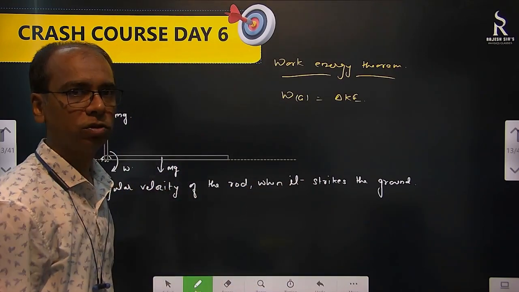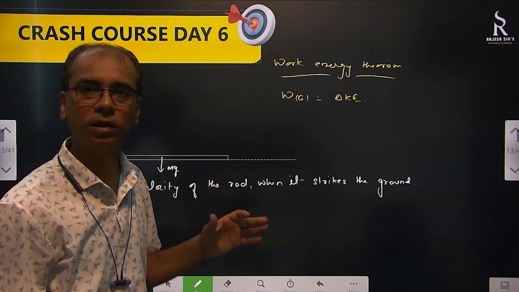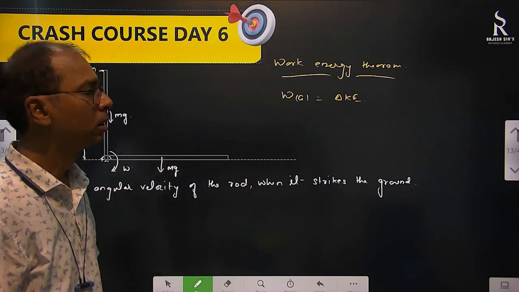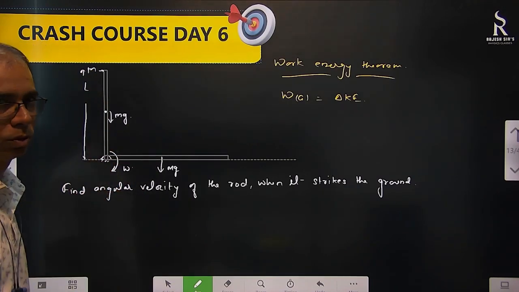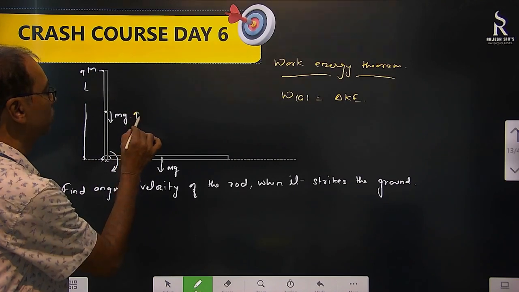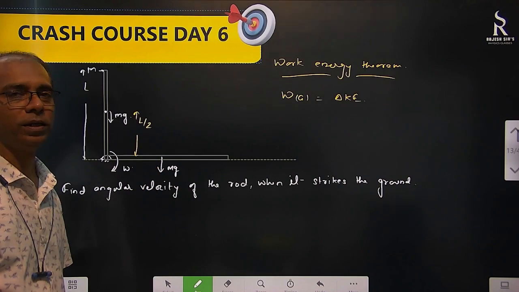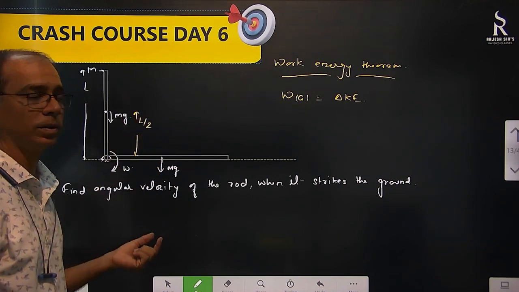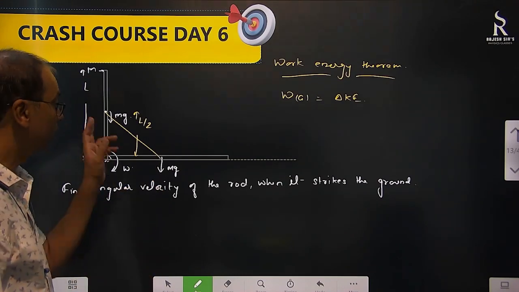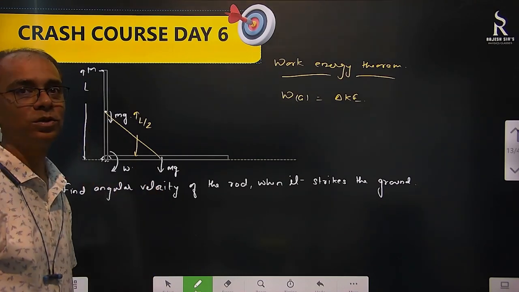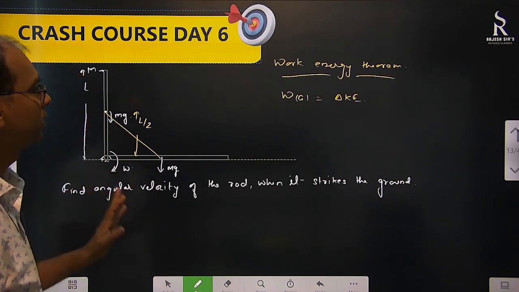With conservation of energy we use initial potential energy, initial kinetic energy, final potential energy, final kinetic energy. Same thing here. Gravitation force is acting down and the displacement is also down. How much is the displacement? L by 2, the vertical displacement. Mg is acting down, so displacement is L by 2.